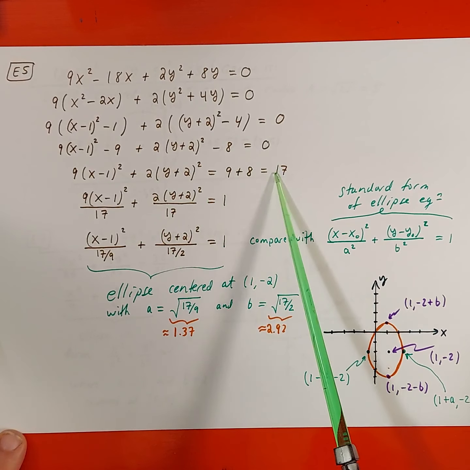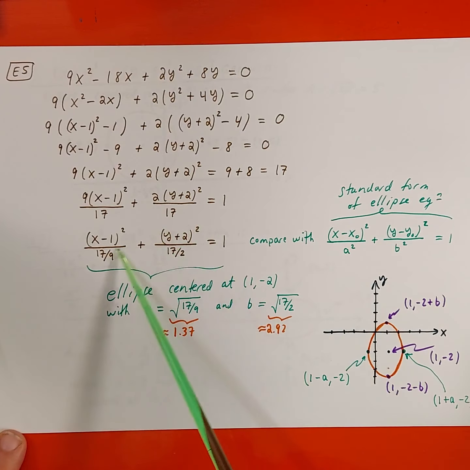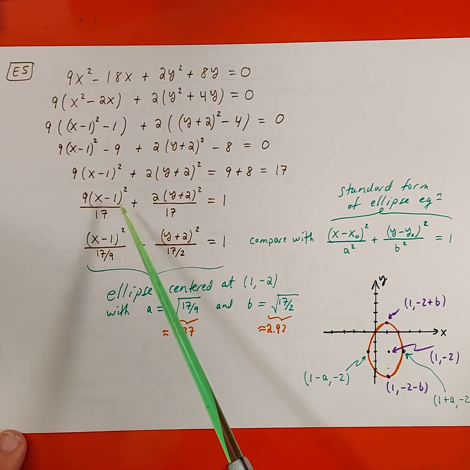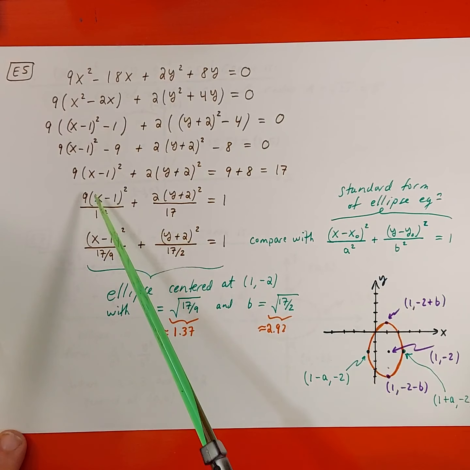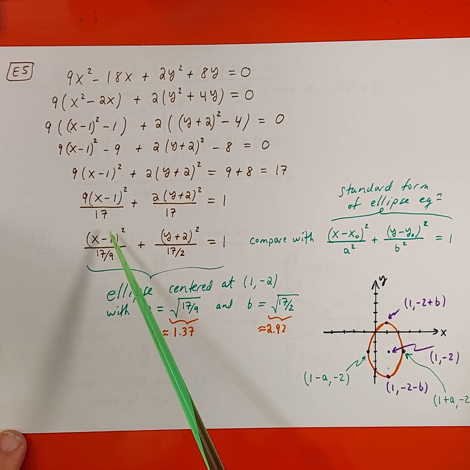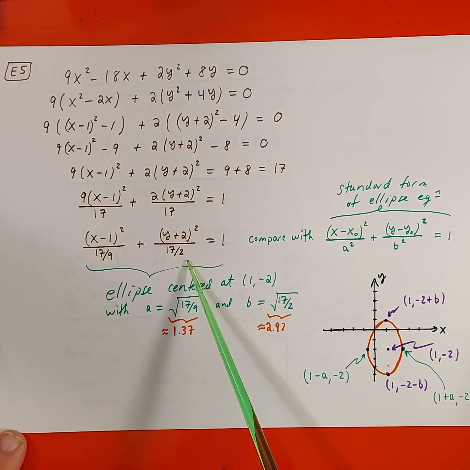Then I move them to the other side to the 17. And then I divide the equation by 17, actually. And that gives me this, which then I rewrite one more step like this. So I rewrote it as a sum of the square over a fraction. See, 9 over 17 is the same as 1 over 17 ninths. 2 over 17 is the same as 1 over 17 halves.